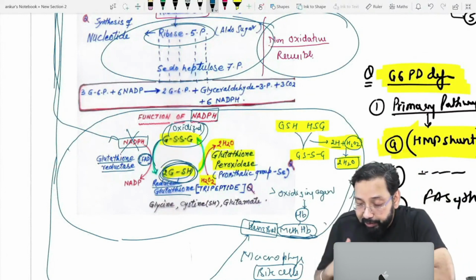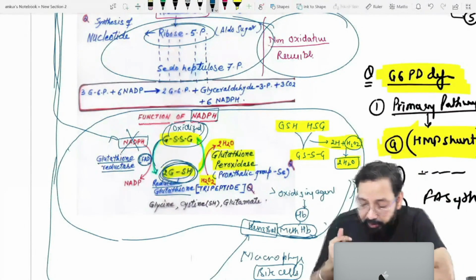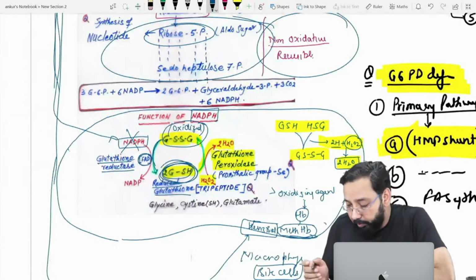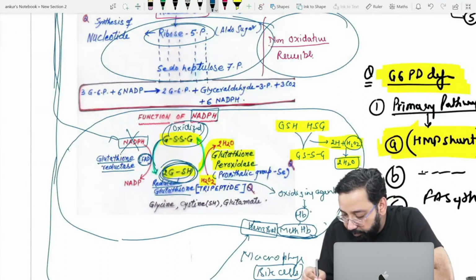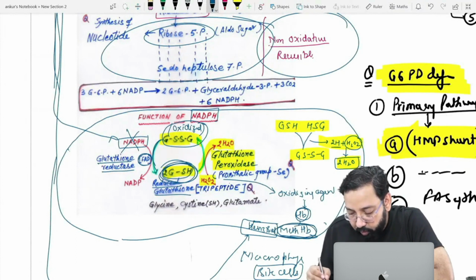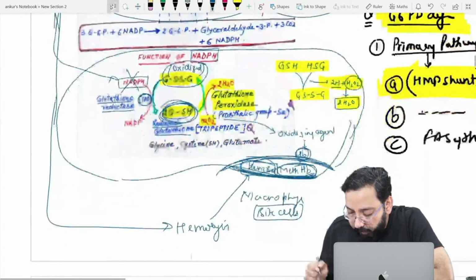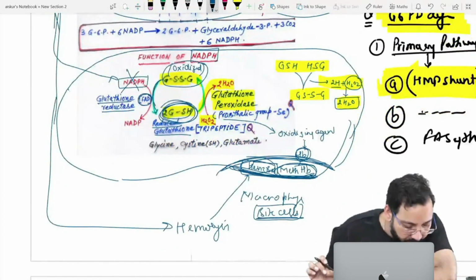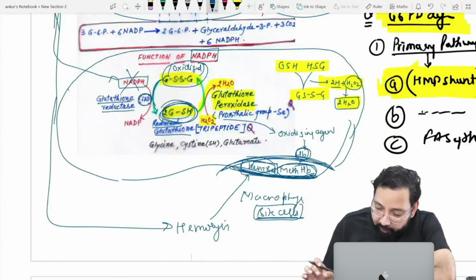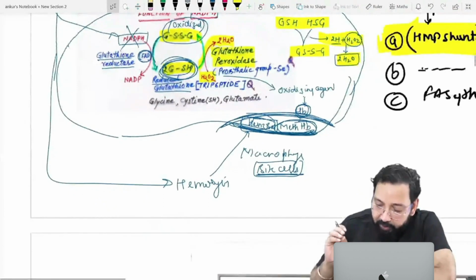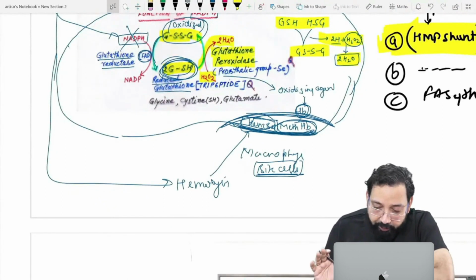When further H2O2 comes, further oxidative stress will come, and it will produce hemolysis by oxidizing hemoglobin to methemoglobin. Heinz bodies will precipitate on the RBC membrane. Macrophages will come and bite these Heinz bodies, and this will be called a bite cell. So hemolysis would be there, and bite cells would be there. Clear? In G6PD deficiency, you must have read in detail with the images also in pathology.